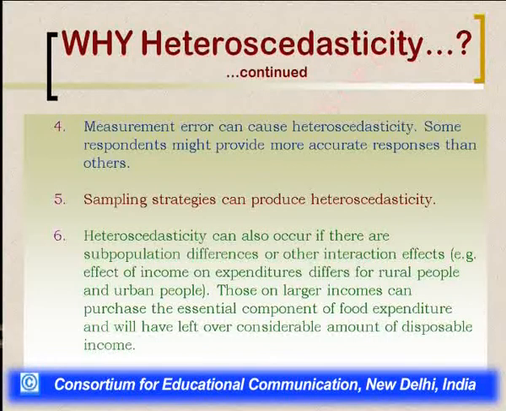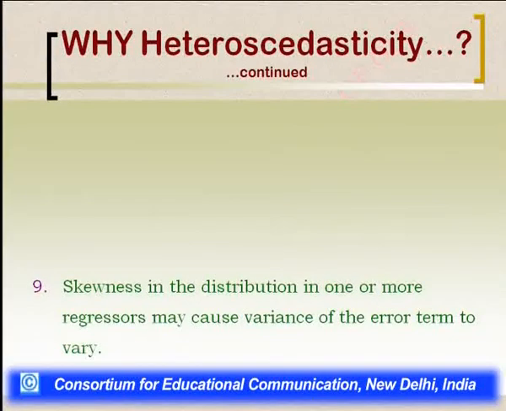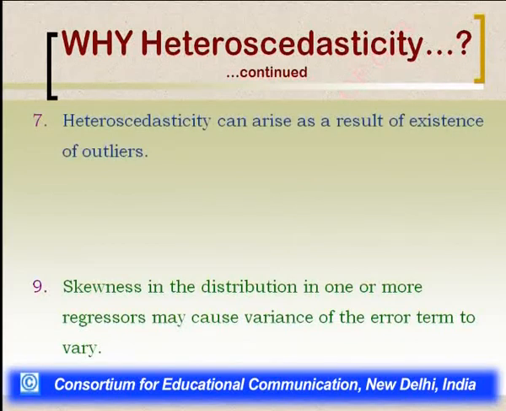Those on the larger income can purchase an essential component of the food expenditure and will also have a considerable amount of disposable income left over. Now, why heteroscedasticity? We have another 2 points. Heteroscedasticity can arise as a result of the existence of outliers also. That is one of the figures which is not consistent with the other data. We call it outliers.